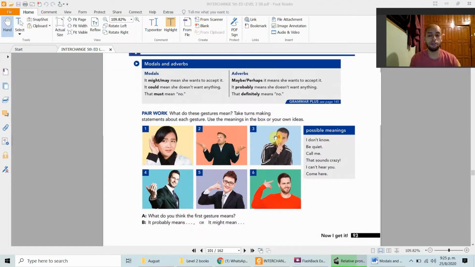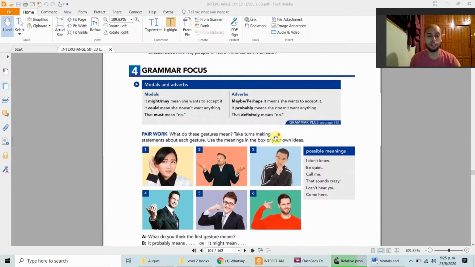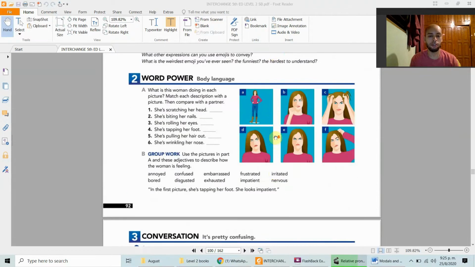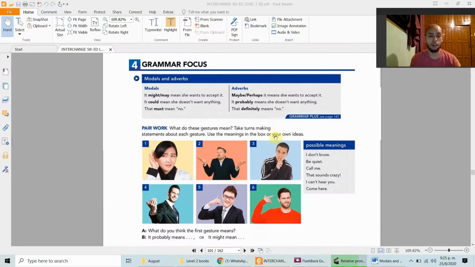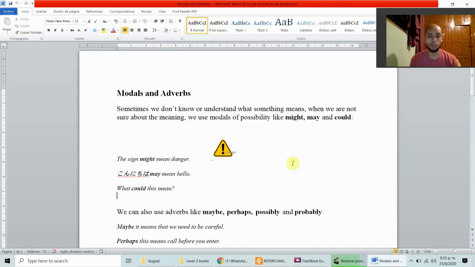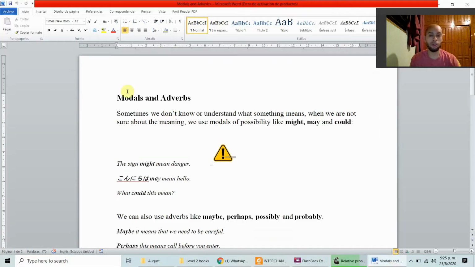In this video, we're going to take a look at the grammar that is on page 93 of the book. That's page 93 on unit 14. Modals and adverbs. So, modals and adverbs. Sometimes we don't know or understand what something means. When we are not sure about the meaning, we use modals of possibility like might, may, and could.